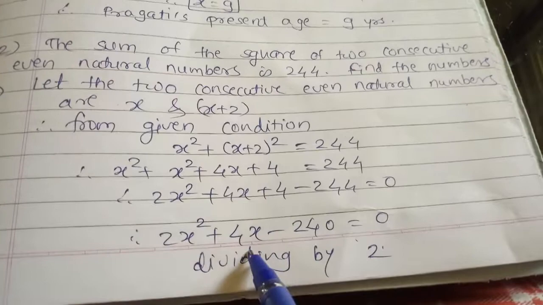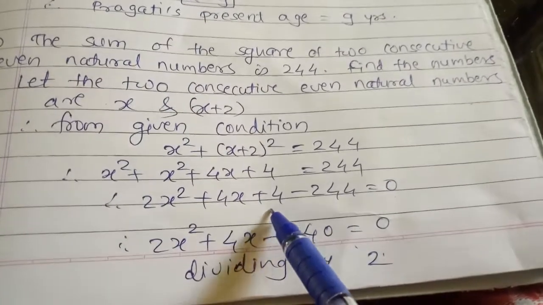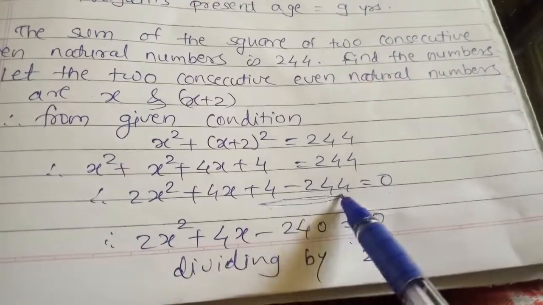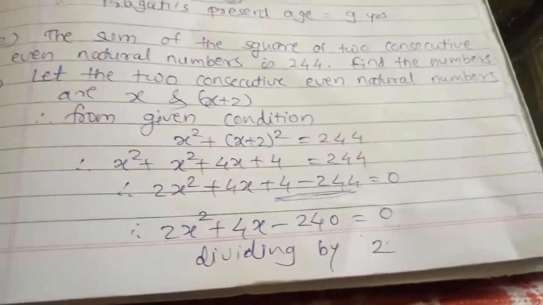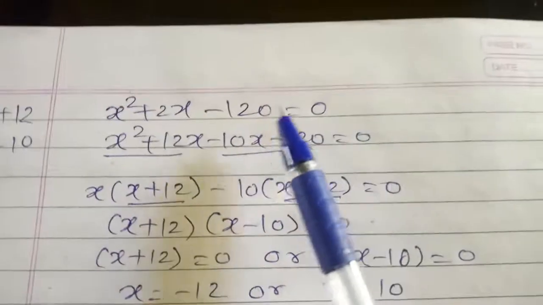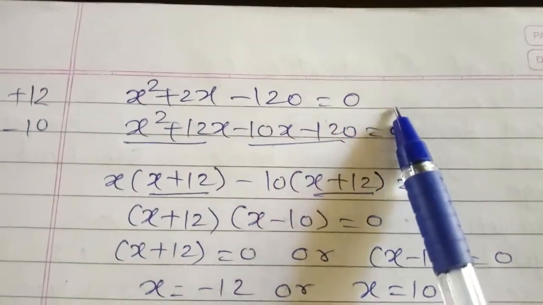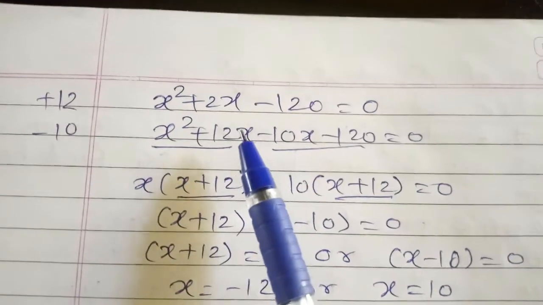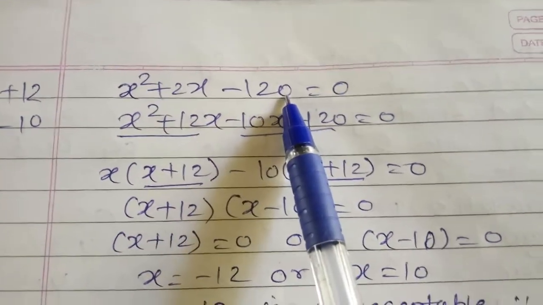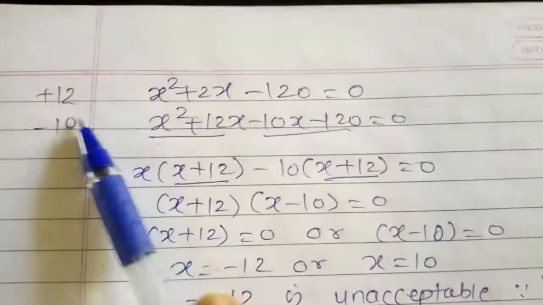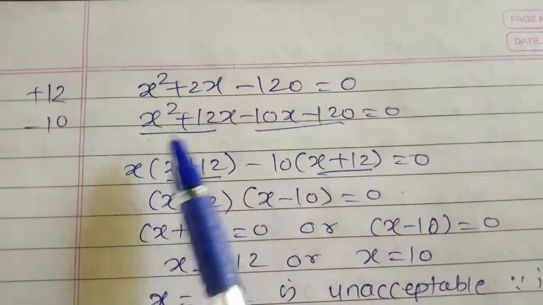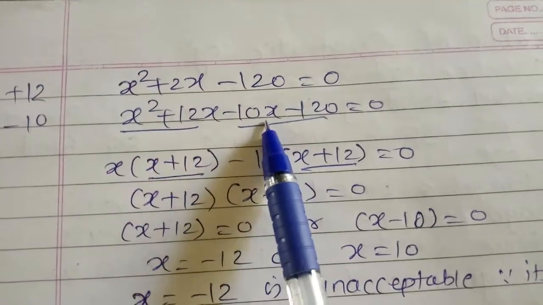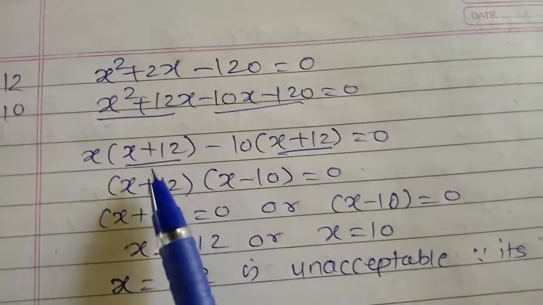So 2x square plus 4x minus 240 is equal to 0. Dividing both sides by 2, we get x square plus 2x minus 120 is equal to 0. Again we have to find the factors of 120 whose difference is 2. So the numbers are 12 and 10. So plus 12 and minus 10. So x square plus 12x minus 10x minus 120 is equal to 0.